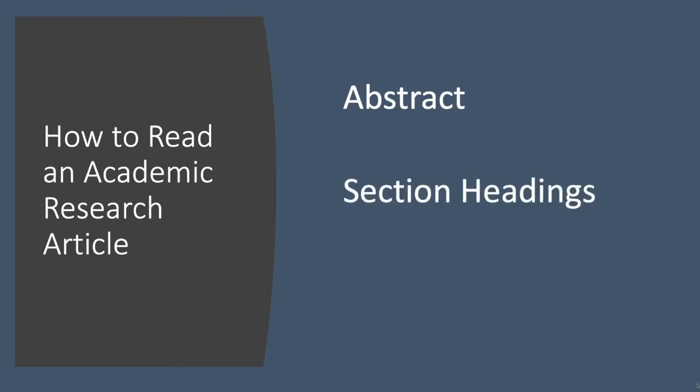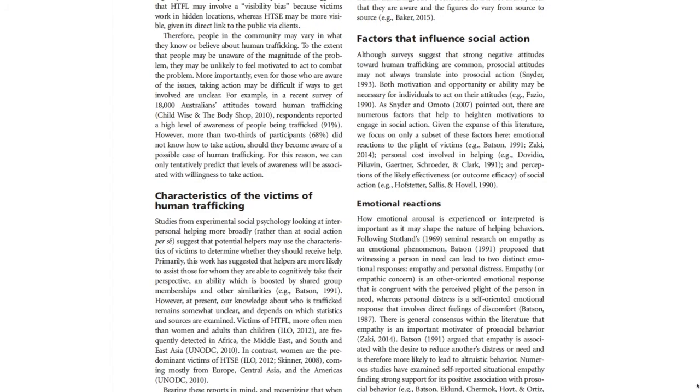Second, there are often section headings. It's common for academic articles to include section headings as well. In the natural sciences, these may simply be labeled methods, results, or discussion, but in most cases, the headings are more descriptive and reflective of the author's purpose. Looking through these before you begin reading the article will give you a sense of where the authors are going.